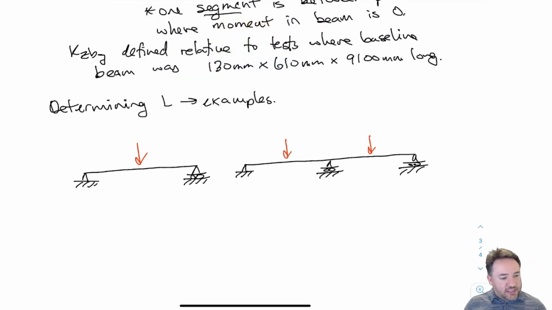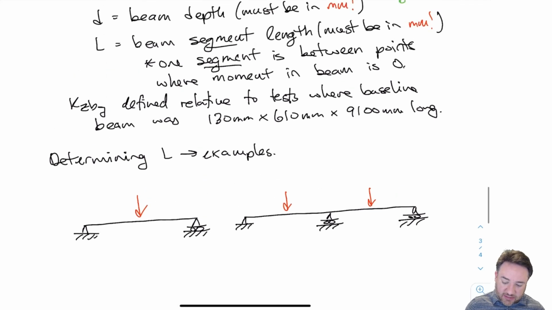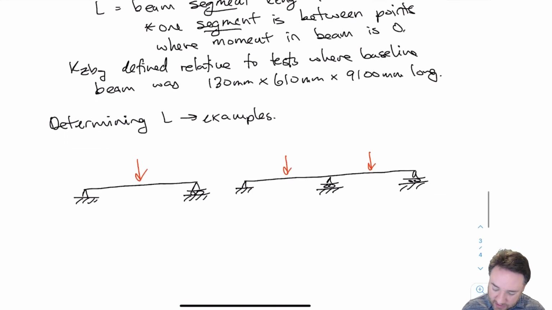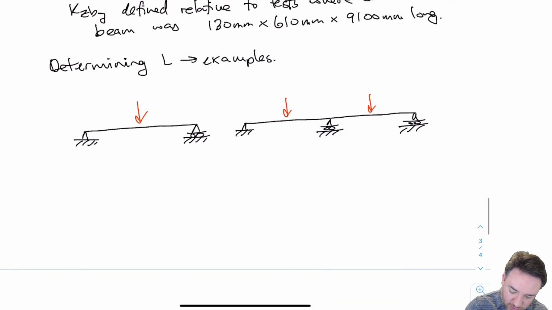Okay, so that being the case, now I'm just going to give a few examples for determining L for use in the size effect equation. I'm going to look at 2 simple cases here. One is a simply supported beam. The other one is a multi-span indeterminate beam. Let's look at the moment diagram for these 2 beams, because up here it says beam segment length, where the segment is between points where the internal moment in the beam is 0. So in order to find that out, we need to know the moment diagrams.